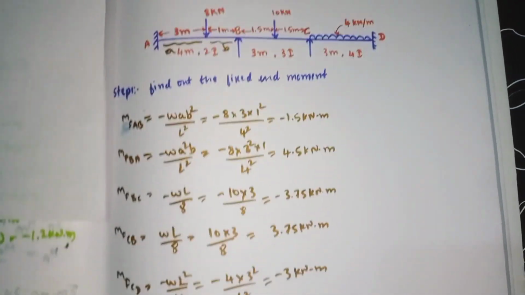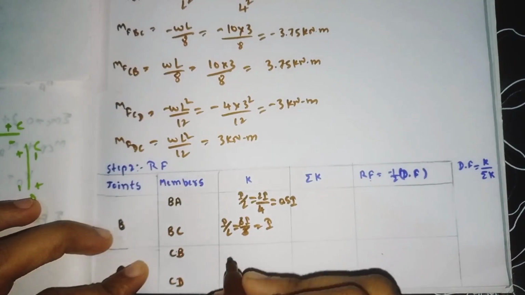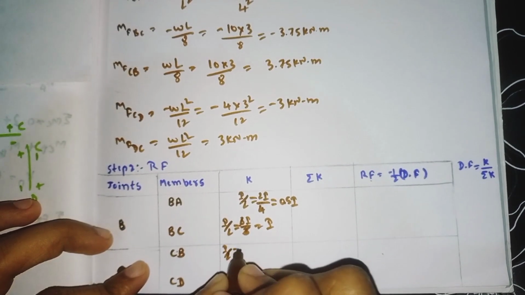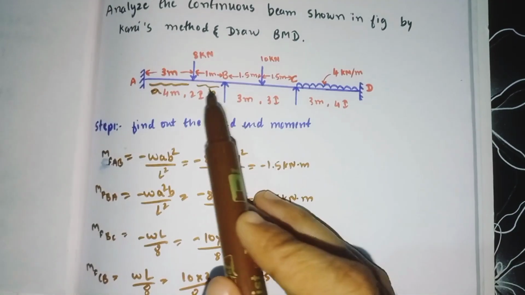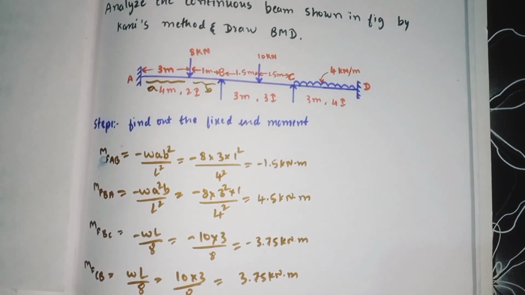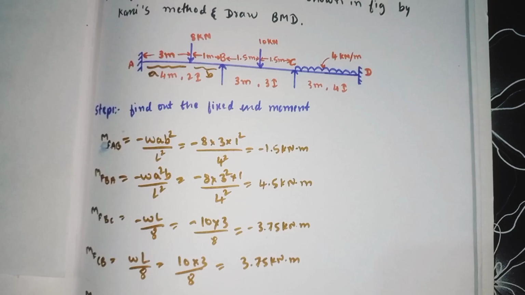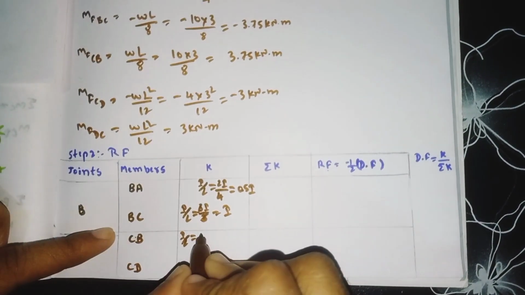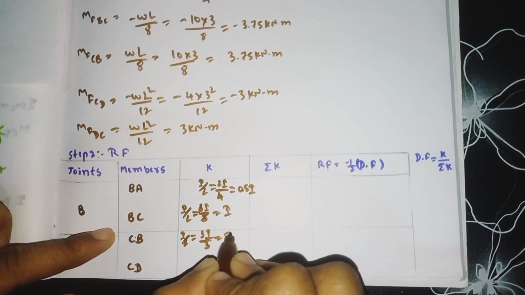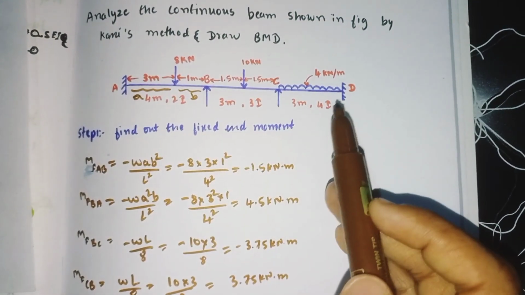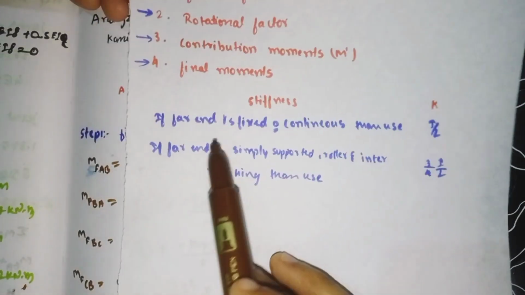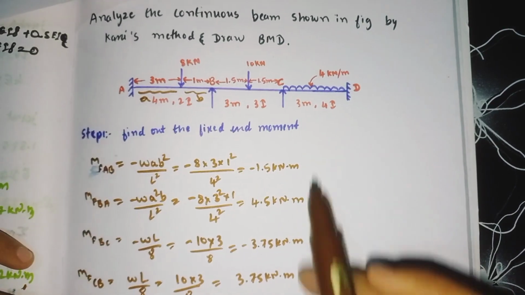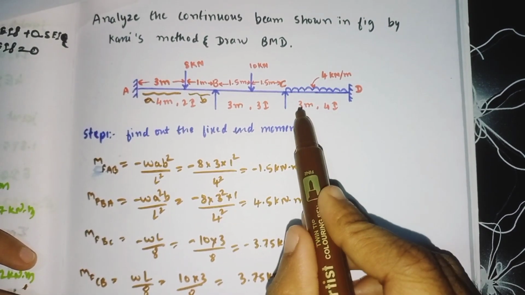It means we need to use I divided by L again. I for CB is 3I divided by 3. It means it will come same as this one. It will come 1I. For CD, again it is fixed, we need to use the I divided by L. For fixed, we need to use the I divided by L. Here 4I is there and length is 3 meters.